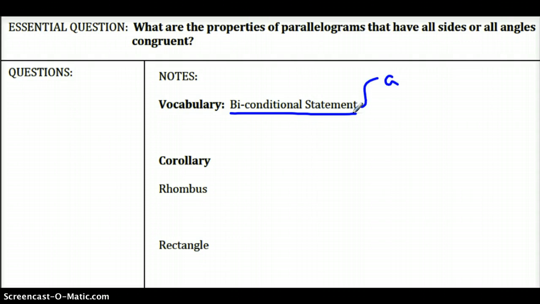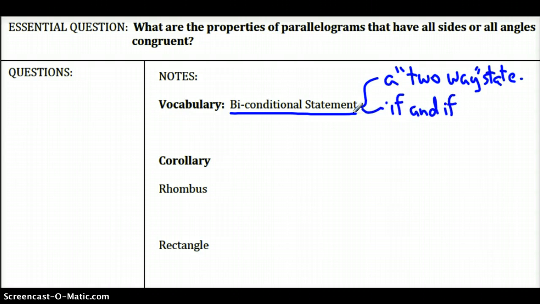A biconditional statement is a two-way statement. It's also known as an if and only if statement. Alrighty. The if and only if will replace the original statement and its converse. So it's kind of a shortcut.